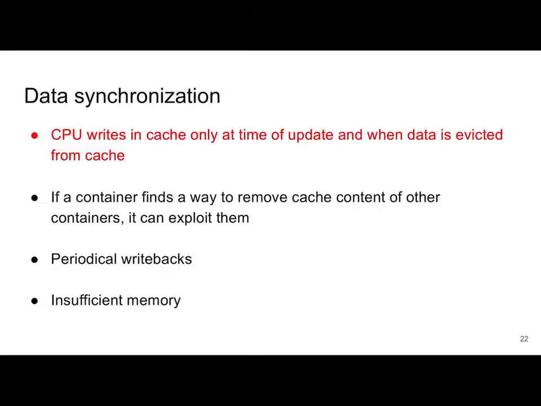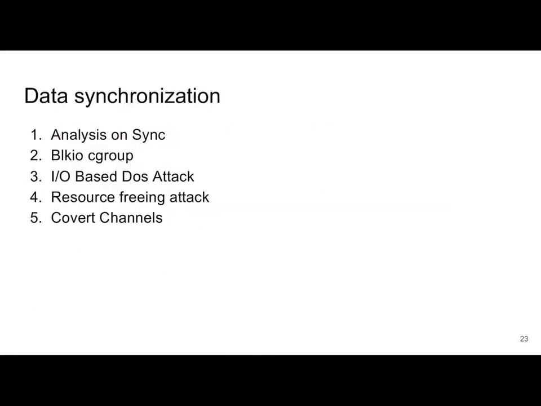exploited over here. It can cause periodical writebacks or an insufficient memory problem. Suppose memory is insufficient, because of the periodical writebacks, the memory will be full, as data evicted from the cache is written in the memory. So it can cause that problem if we have lower or weak IO throughput. In data synchronization, we're going to talk about the sync function, the block IO input output C groups, input output based denial of service attack, resource freeing attack, and covert channels.